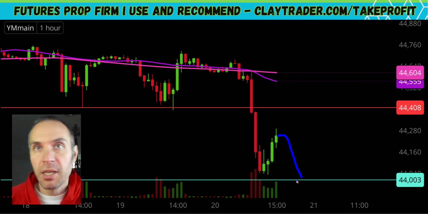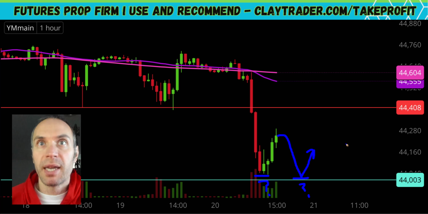Of course, no guarantees, but I can see and understand the logic of people thinking, maybe this is going to be some sort of double bottom down here and you get the bounce. So keep that as a potential play and dynamic in the next session. But as of now, beat down, but a bit of a bounce. We'll see if it carries into the next session.